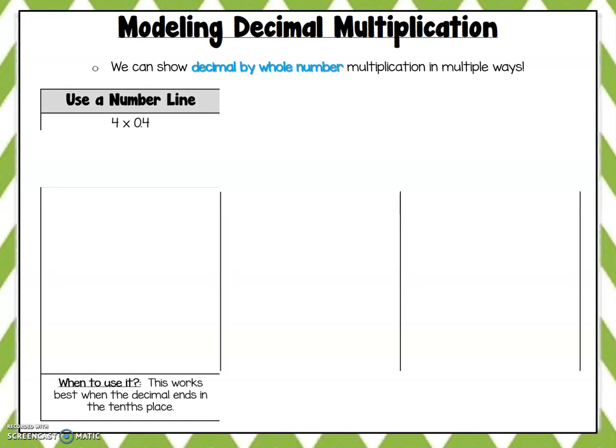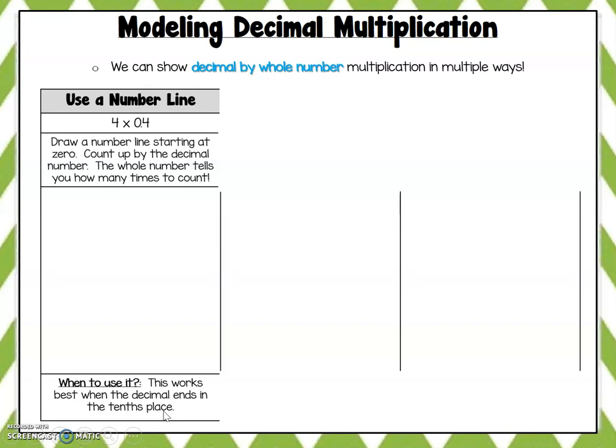So I have my example 4 times 4 tenths, and I chose this example for the number line strategy because the number line strategy works best when the decimal ends in the tenths place. That's because we're actually going to be drawing a number line and counting up by our decimal number. The whole number factor will tell us how many sets or how many times we need to count. So in this case, that means I'm going to have 4 groups of 4 tenths.